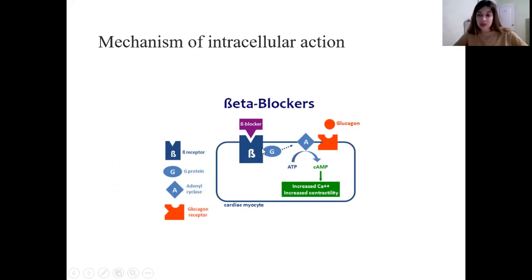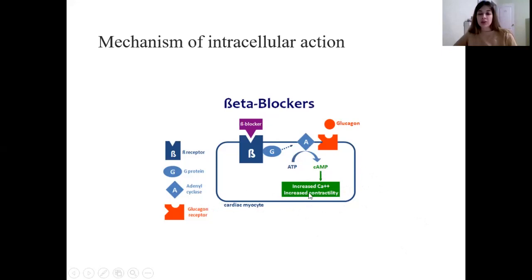Beta receptor is the G-coupled protein which activates the membrane enzyme adenylate cyclase. Adenylate cyclase's function is to convert ATP into the cyclic AMP. So in the end, we have the increased calcium and the increased contractility, because cAMP is the secondary transmitter which activates the protein kinases, which increase the level of calcium inside the cell.